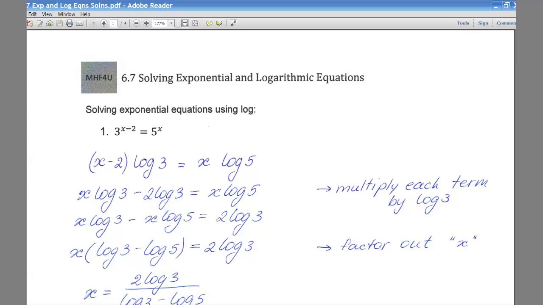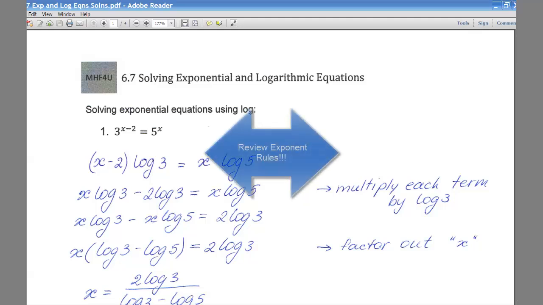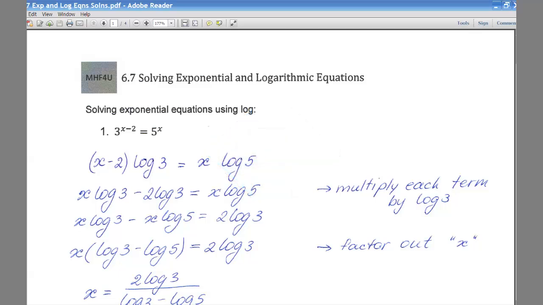For exponential equations, you need to be sure that you remember all exponent rules. The power law, the quotient law, the power of a power law, and other things like that. So review, I've posted them on the website. Please review the rules and apply them as you solve the equations.